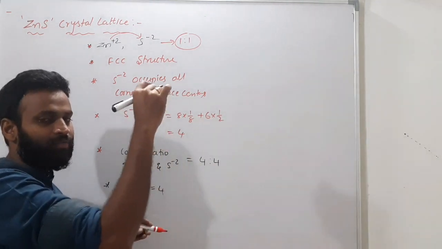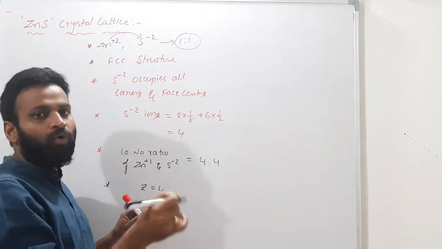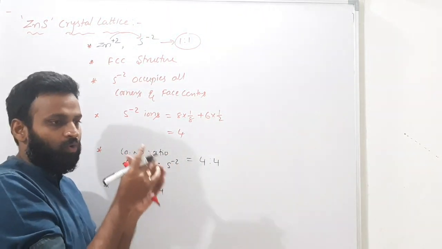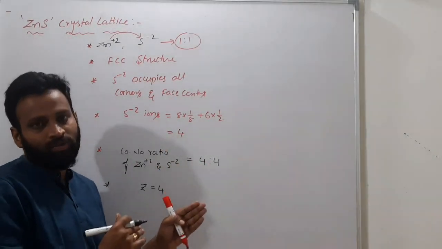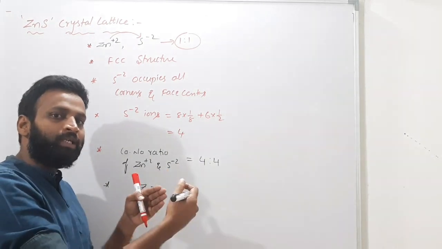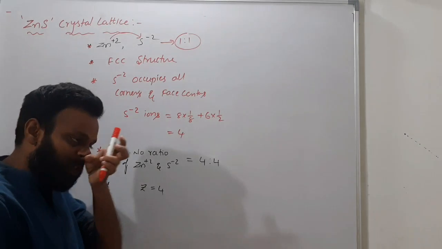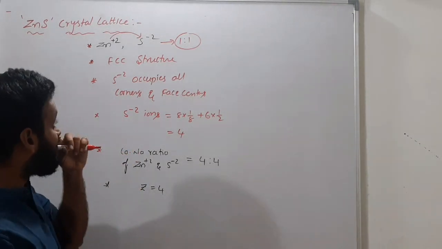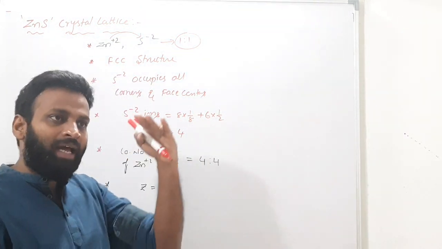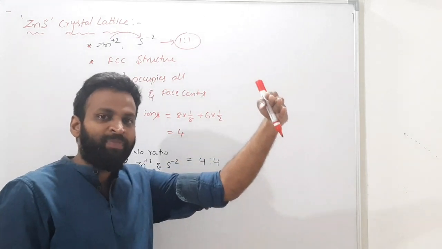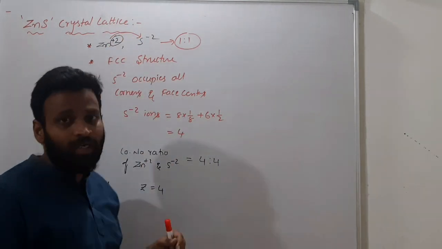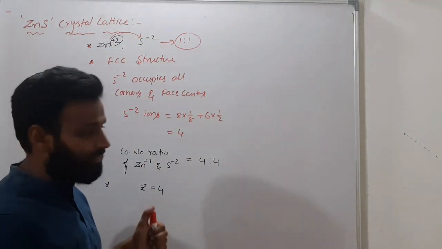One Zn2+ has 4 S2- ions. One cation is surrounded by 4 anions. In the same way, one S2- is surrounded by 4 Zn2+. So here the coordination number is 4. Even for FCC I gave 6 in normal NaCl, and where FCC atoms are forming, the coordination number is 12, as I told you. But here charge matters. So this is very important.